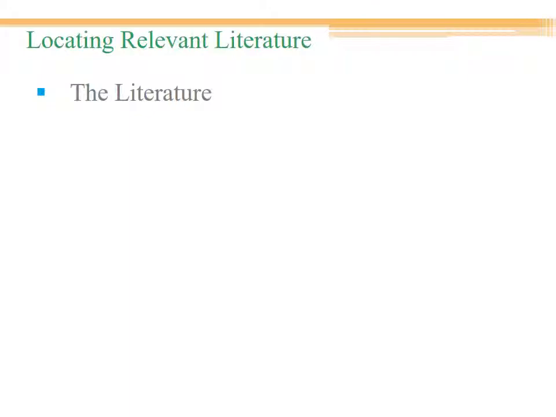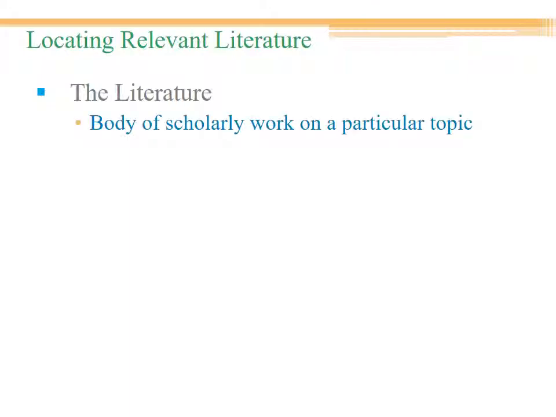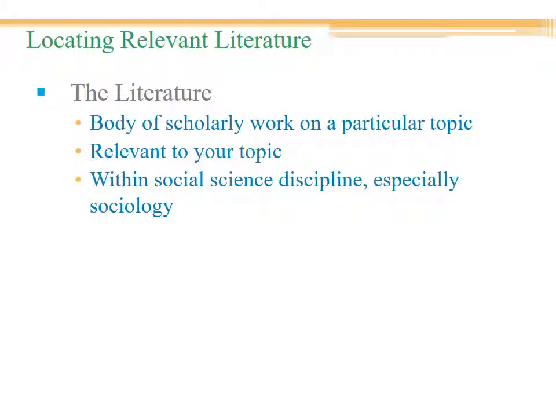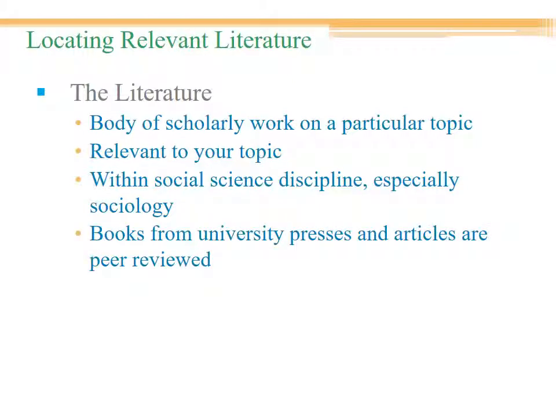When you search for literature, you're looking for published work on a particular topic. It's important that the works are relevant to your topic within the social sciences discipline, and especially sociology. And if they're books, that they come from academic presses, and if they're articles, that they are peer-reviewed. You might have heard that term before, peer-reviewed or scholarly articles.